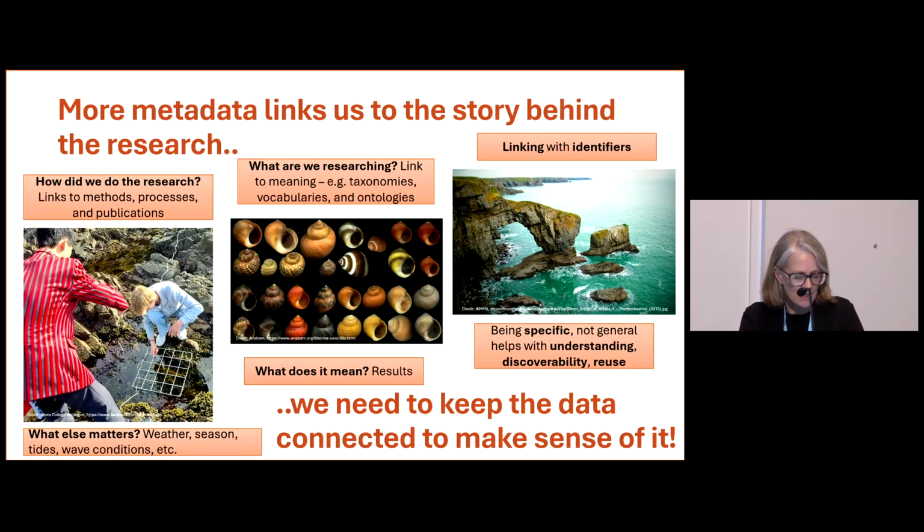So what else matters? The weather, the season, tides, wave conditions, and other environmental factors could all impact our counts. So what did we conclude from the data? How does that fit in with other studies, and how using identifiers helps to link the data to the provenance and additional context required to make sense of it all.